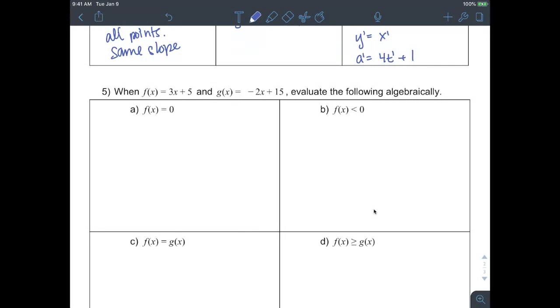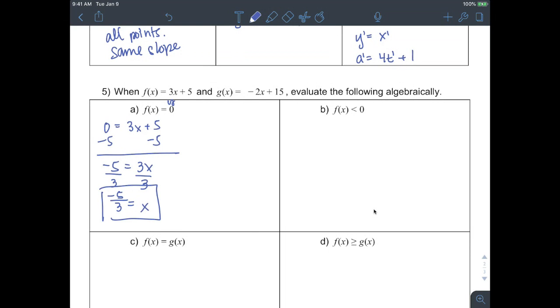So f of x, when does that equal 0? Remember, this is your y value, so we're going to plug it in for f of x. 0 is equal to 3x plus 5. I'm going to subtract 5. I got 3x is equal to negative 5. Divide by 3, I get x is equal to negative 5/3. So I basically have an x-intercept at negative 5/3. And we can write this as a point, negative 5 over 3, comma 0.